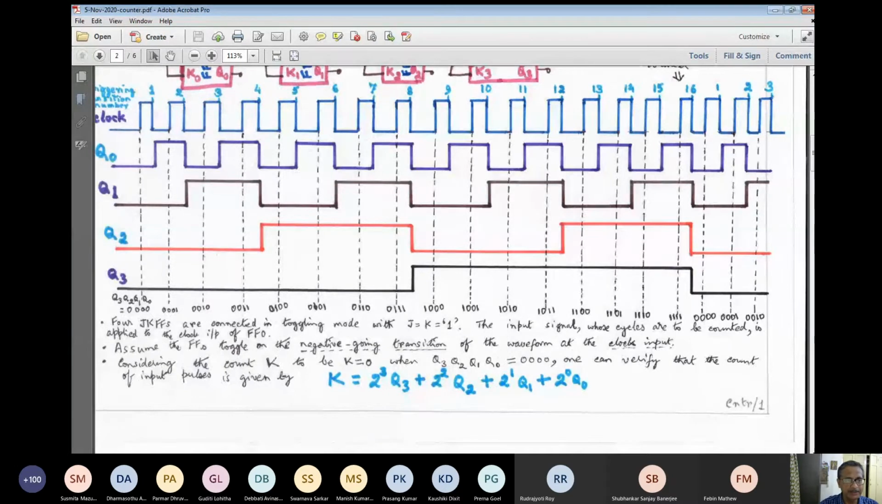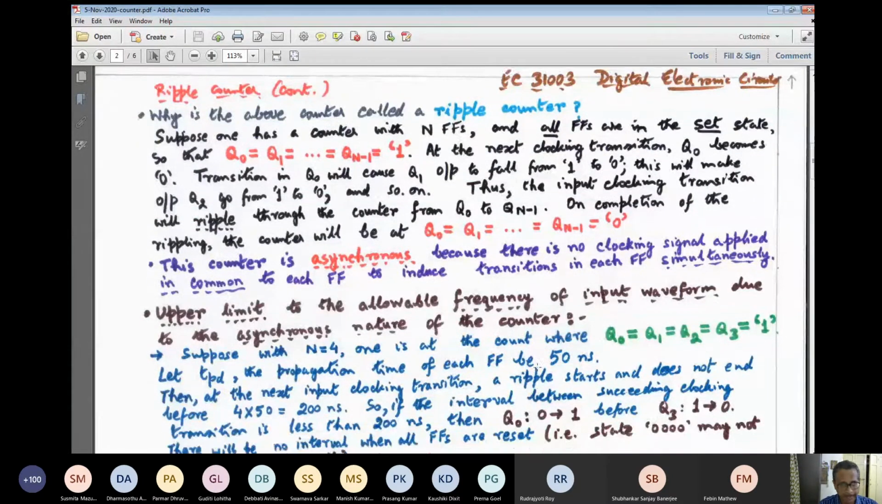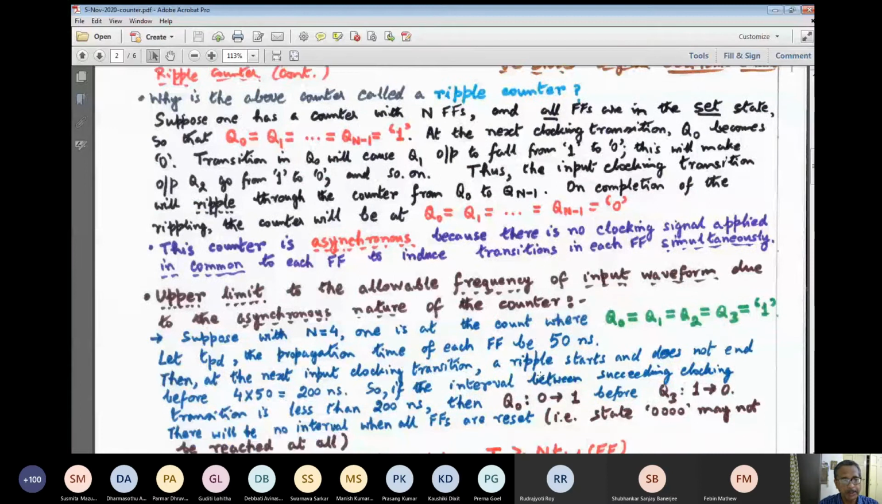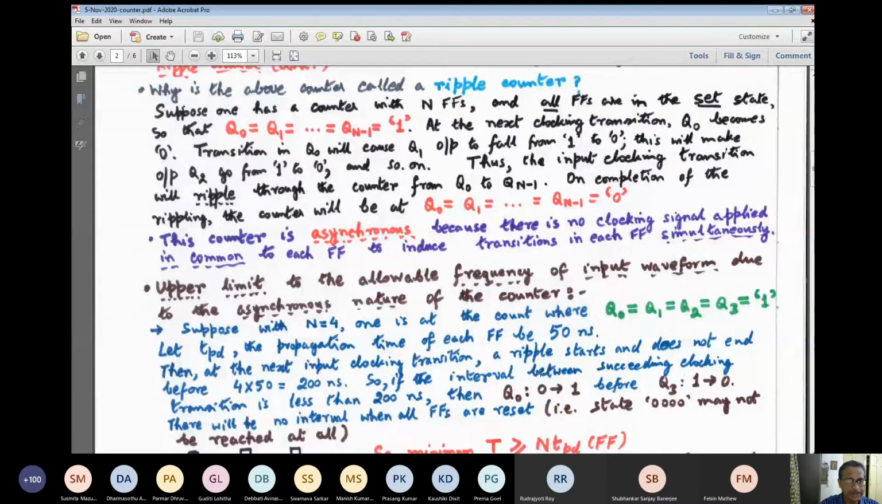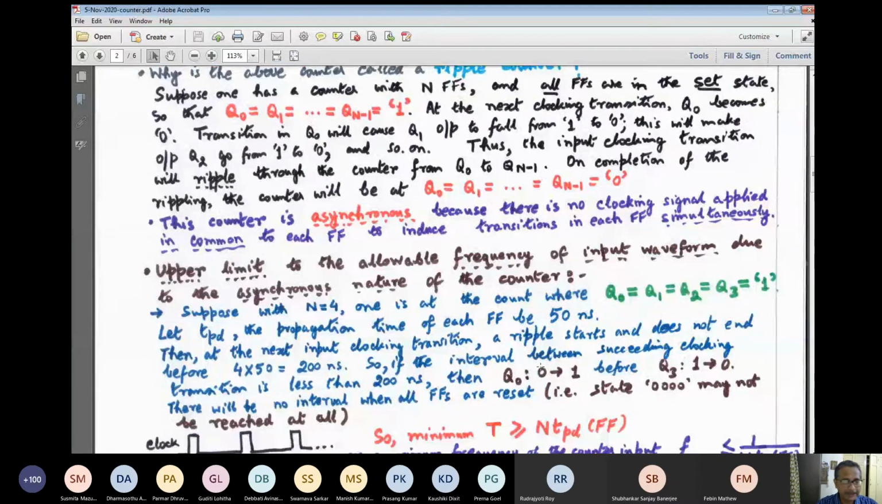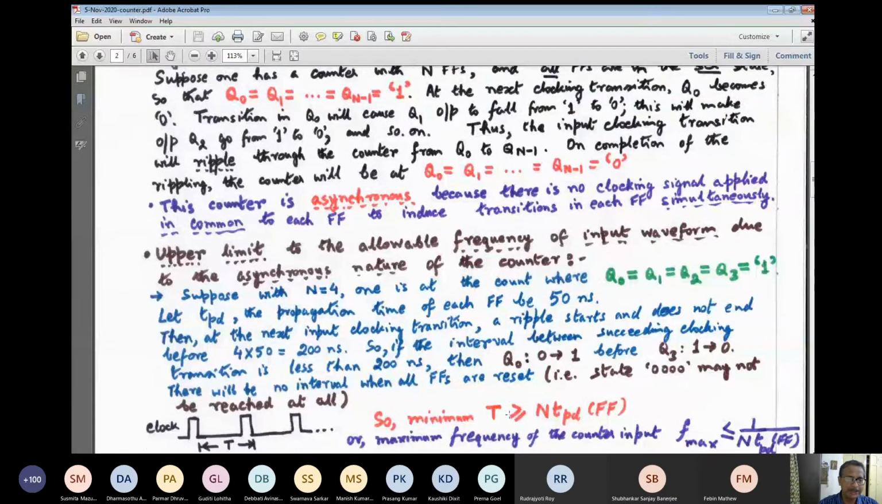So here, for example, if we assume that there are 50 nanoseconds, the minimum time period should be greater than or equal to 200 nanoseconds. For safety, we keep it somewhat higher than 200 nanoseconds. The reciprocal of that time period will give me the maximum frequency. Minimum time period will translate to maximum frequency. So we get f max should be less than or equal to 1 by n TPD. Here n stands for 4.